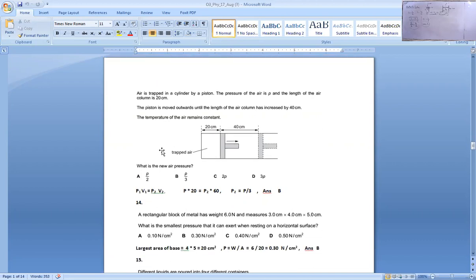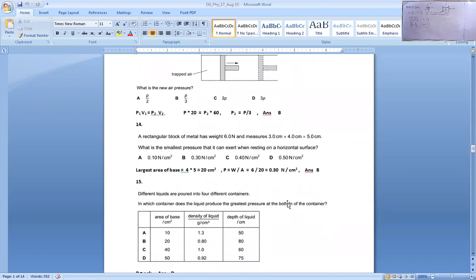So I'm using again the formula for the gas trapped in a container, P1 V1 is equal to P2 V2. Initial pressure is given, P. Initial volume is not given, but instead of volume, I'm using the length of the column. Because the area of the column is same, if I multiply area with the length, we get volume. So instead of volume, we are using length. For initial pressure, I'm using length 20. For final pressure, I'm using the length 60 because the length has increased by 40 centimeters. The total length becomes 60. So the pressure comes out to be P by 3. So answer is B.